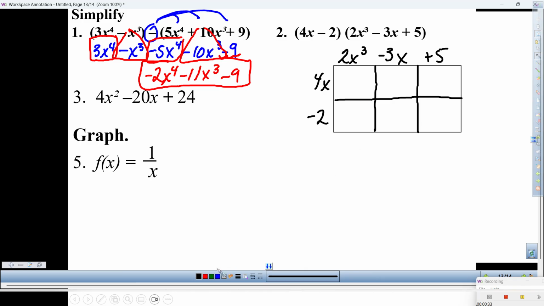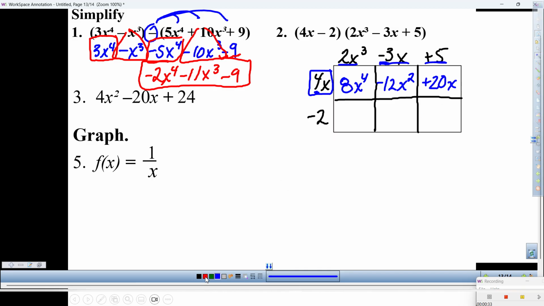This is called the area model. I'm pretty sure you're familiar with it. Here we go. I'm going to start at the top. So I'm going to start with this one times these 3. All right, here we go. What is 4 times 2? That's 8. What is x times x cubed? X to the 4th. Next, and we're doing this one together, yes? All right. Let's see. What is 4 times negative 3? Negative 12. What is x times x? X squared. Next, what is 4 times 5? That's positive 20. And then it has an x, so bring down the x. There it is.